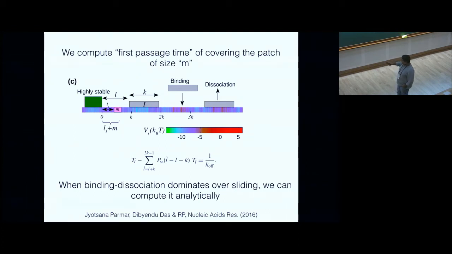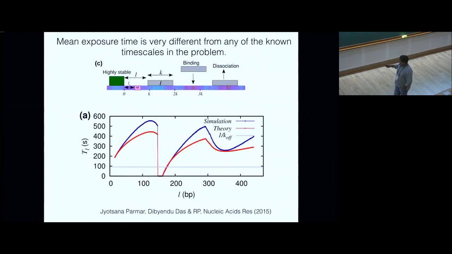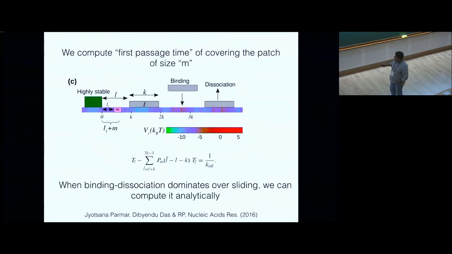And if you start with such a thing, one can write down mean field first passage time equations and compute in a limit where binding and dissociation dominate over sliding. So we neglect sliding in these calculations and we can compute it, and it matches quite well with simulations. What is interesting is that one would naively think that if this comes off and binds here, this will be covered.